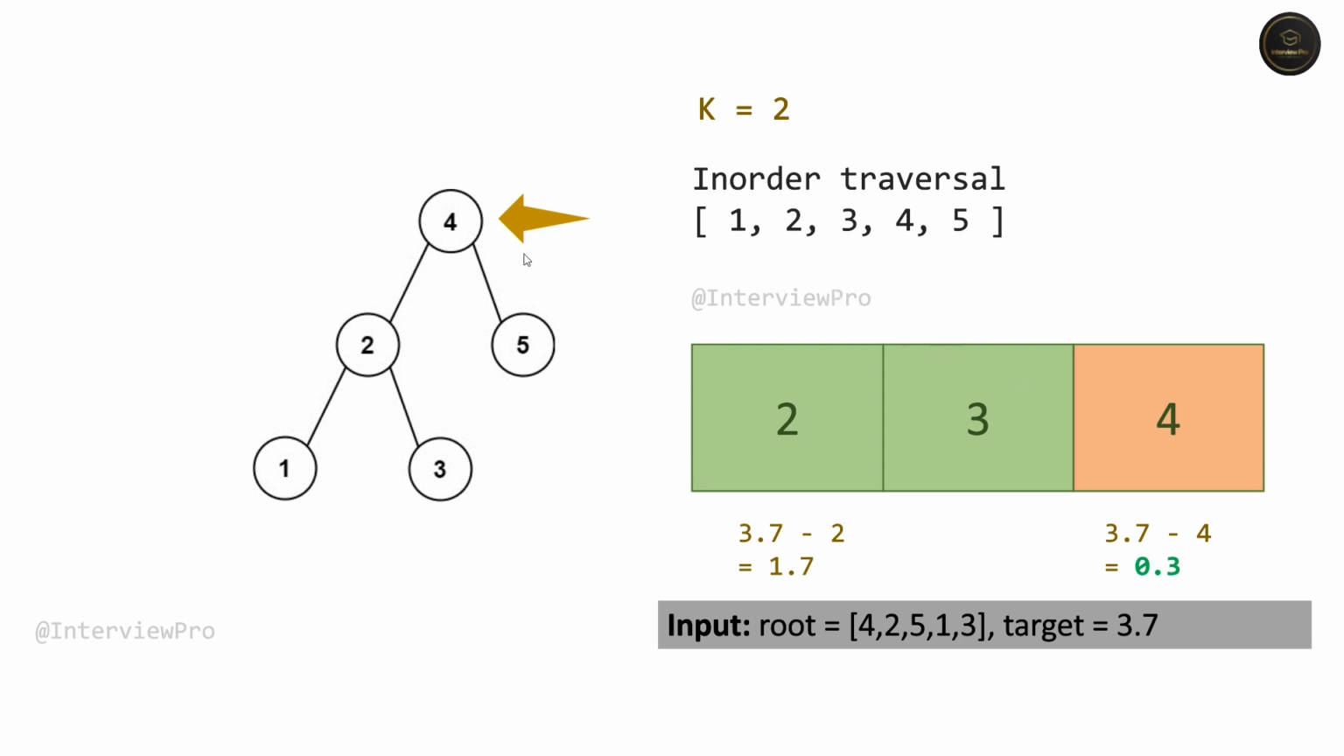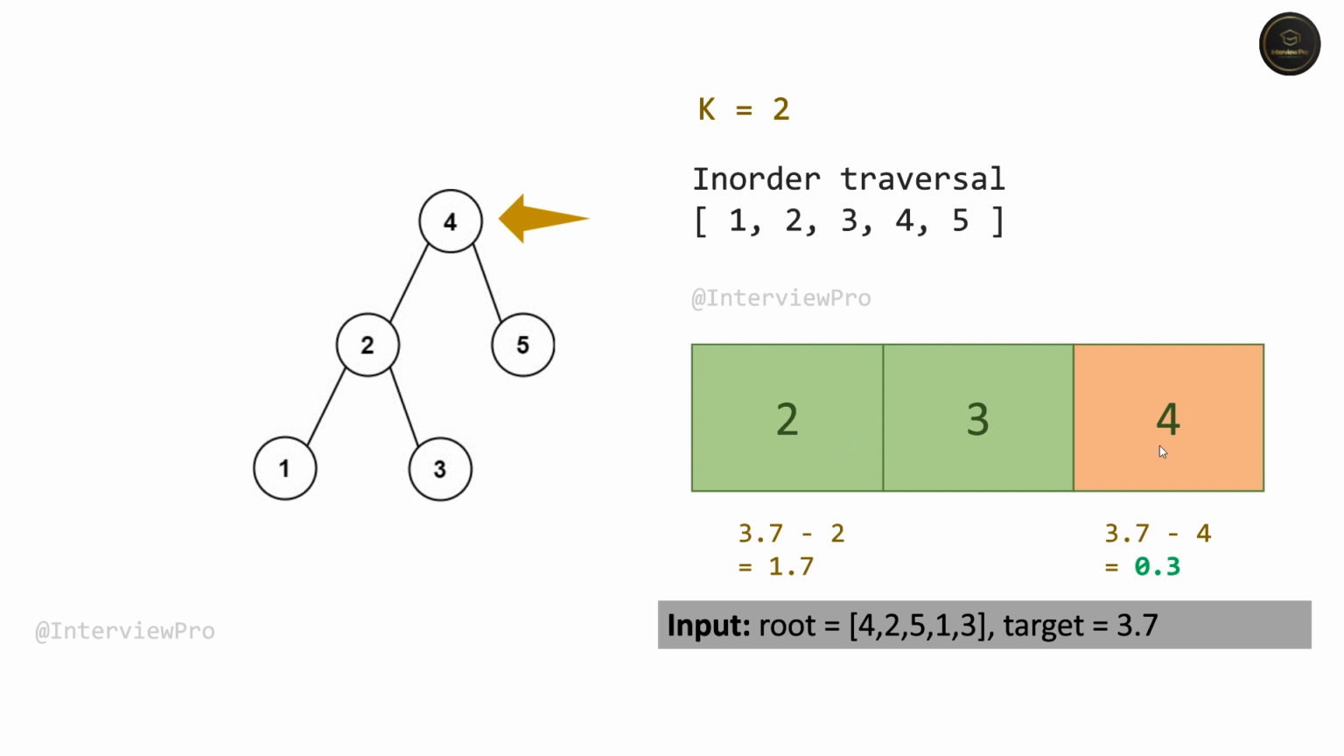And we move to the parent of this left subtree, which is 4. Now we again have the same situation. Our queue is full. It already has 2 and 3. The size of k is 2, so we can't add one more element to this queue.